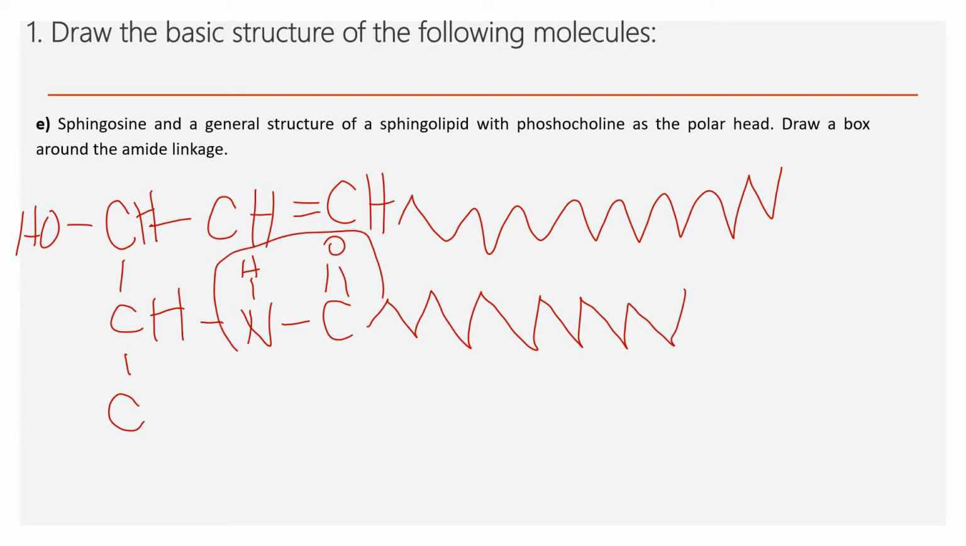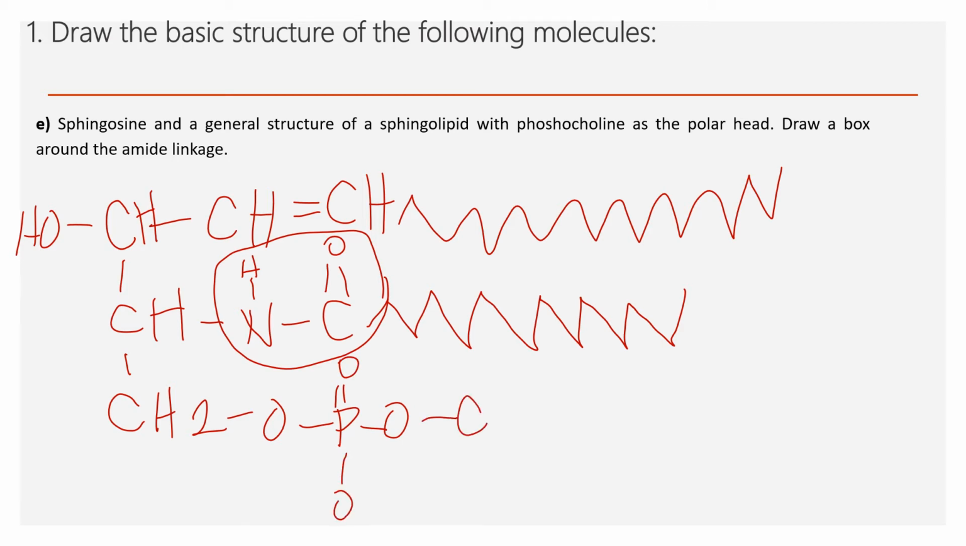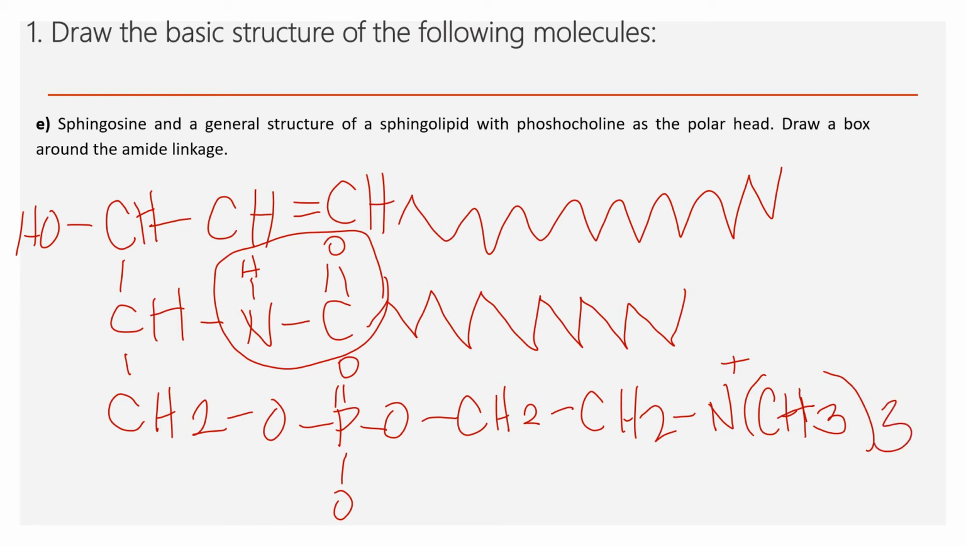So this is the amide linkage. And then on carbon 3, we have our phosphate group. And then 2 CH2s, because they want phosphocholine. So that's phosphate, CH2, CH2, and then N, positive charge. And then there are 3 methyl groups attached. And that's it.